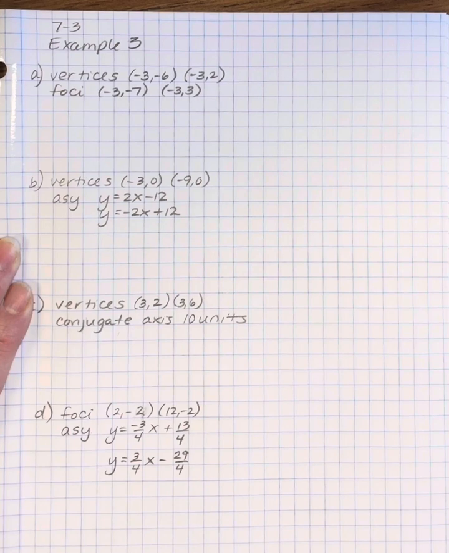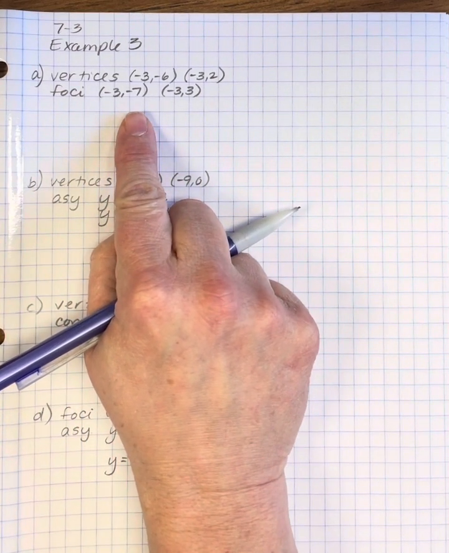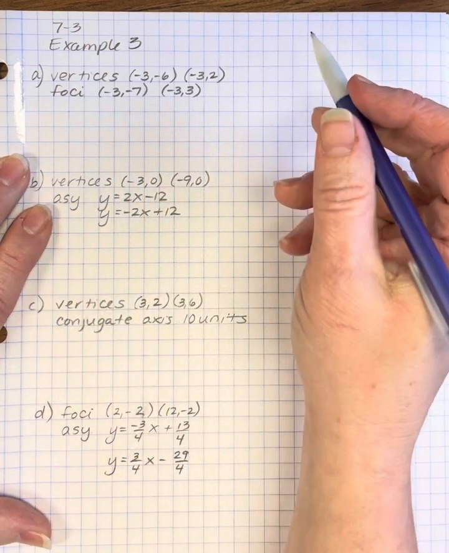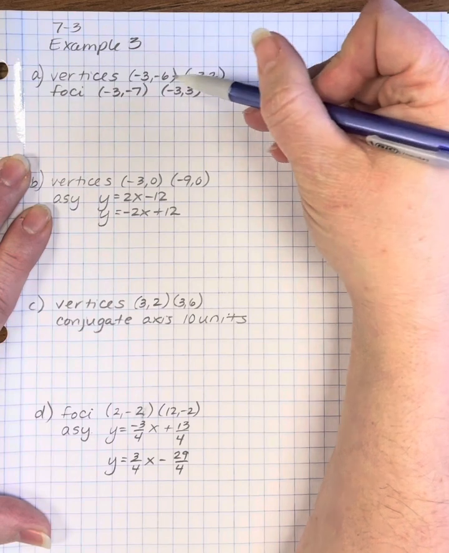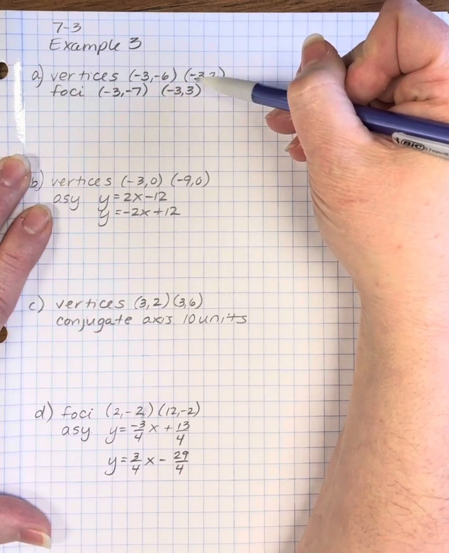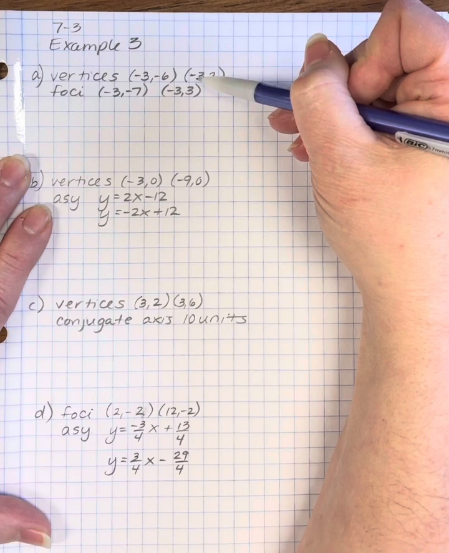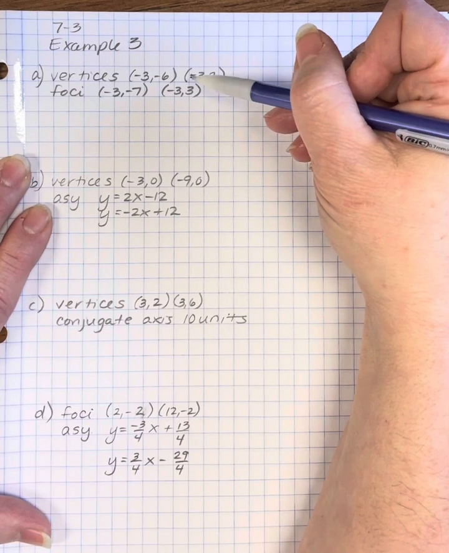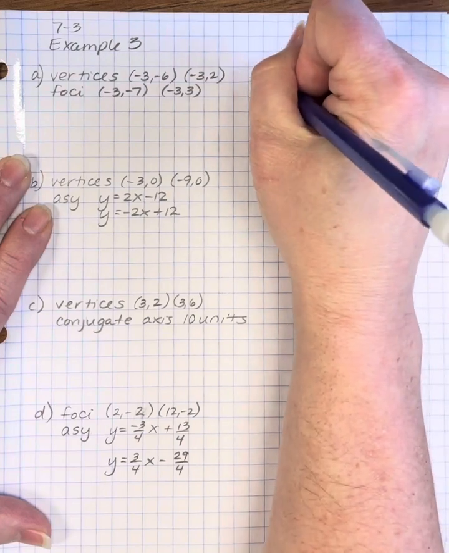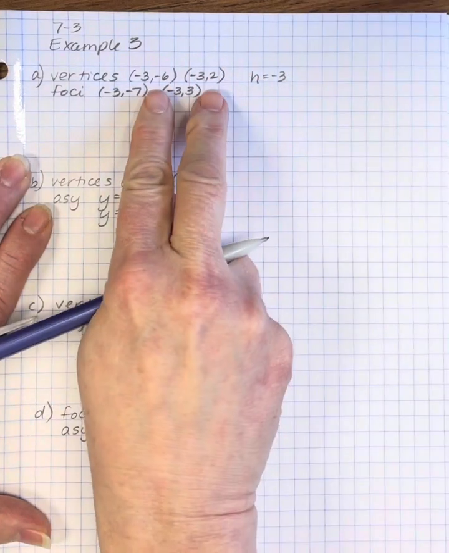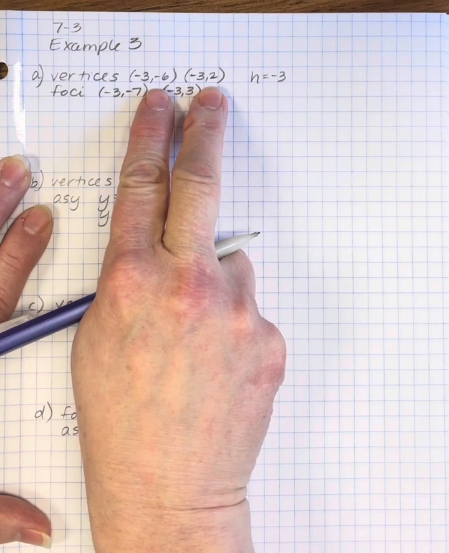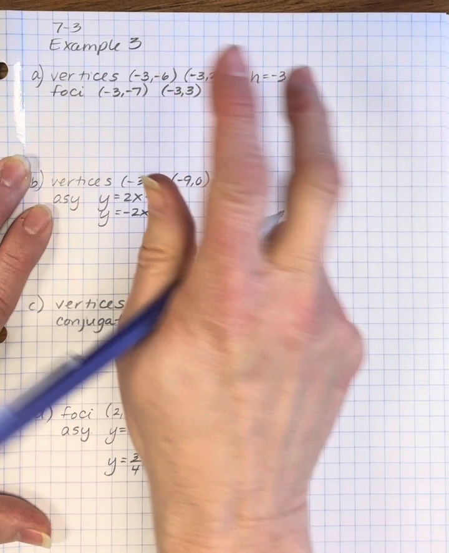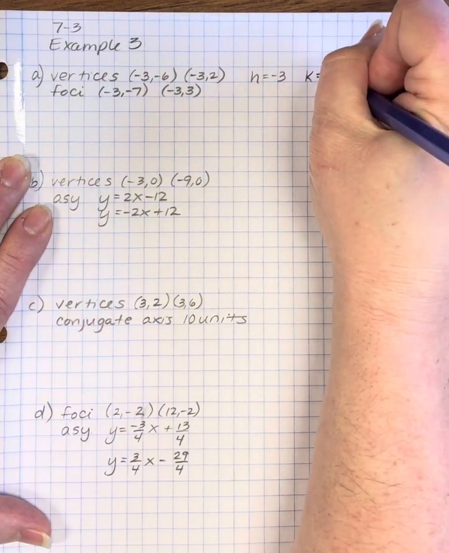Okay, so for our vertices, if our vertices go -3, -6, and -3, 2, that means that our x values are the same. And if our x values are the same, it means that it is going vertically. So that means that h is equal to -3. K is going to be halfway in between -6 and 2. So that means that -6 plus 2 is -4. -4 divided by 2 is -2. So K is going to be -2.